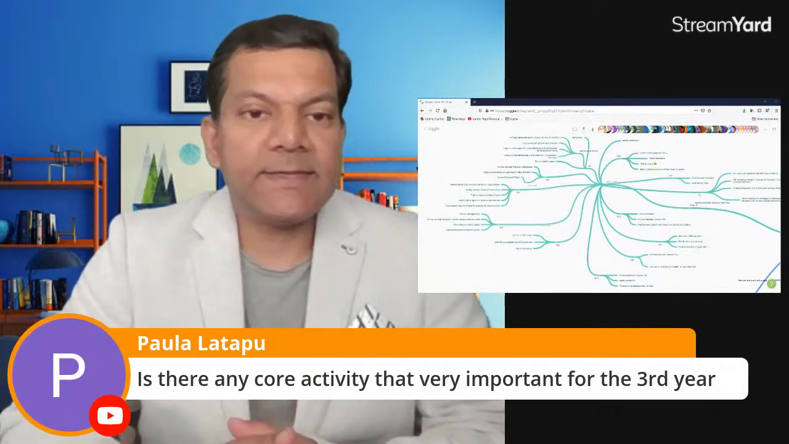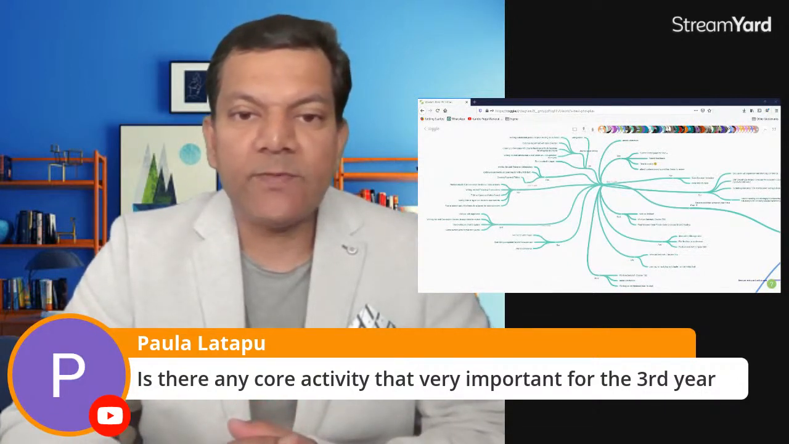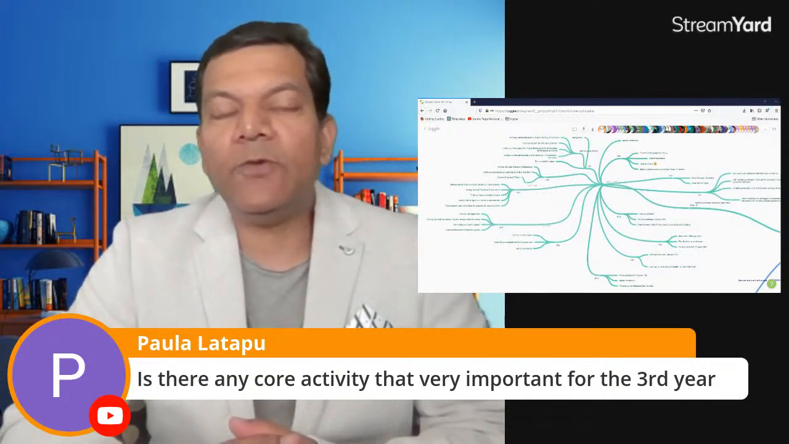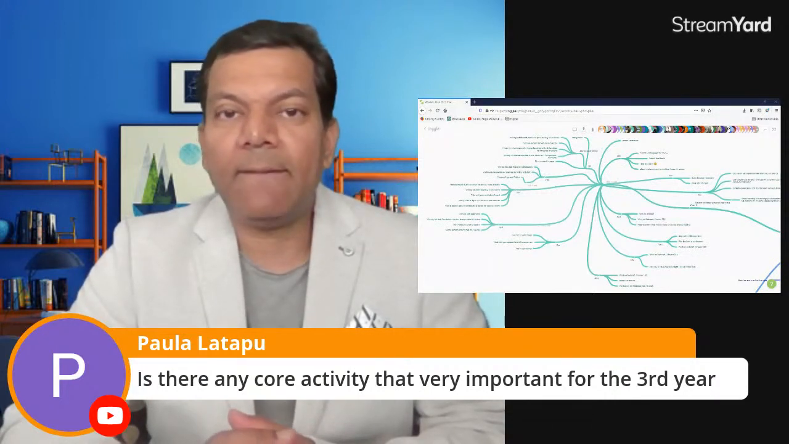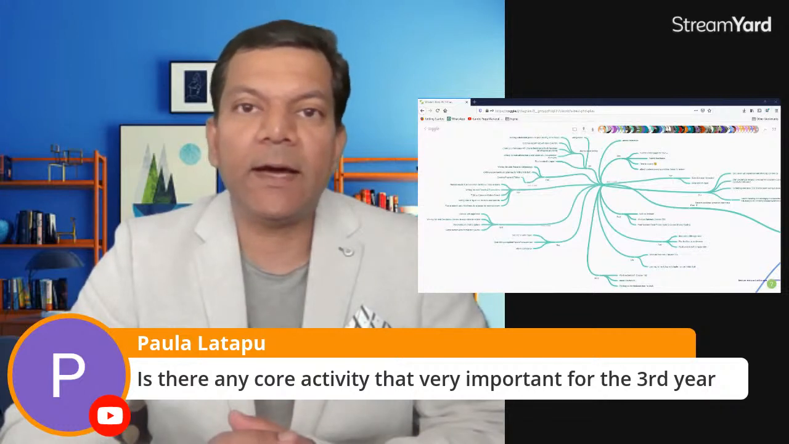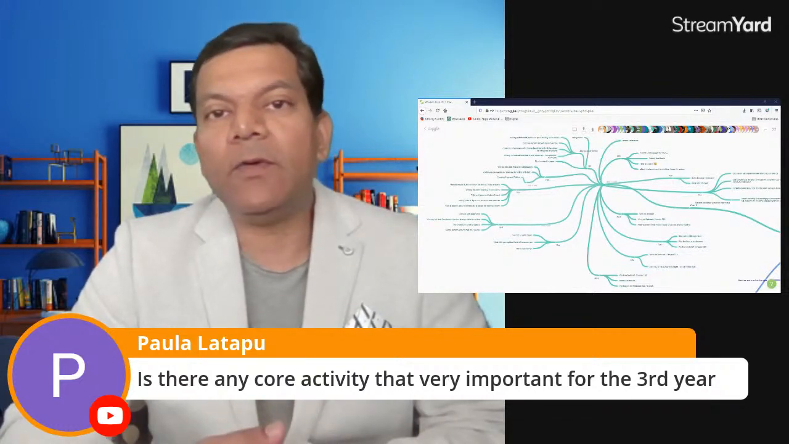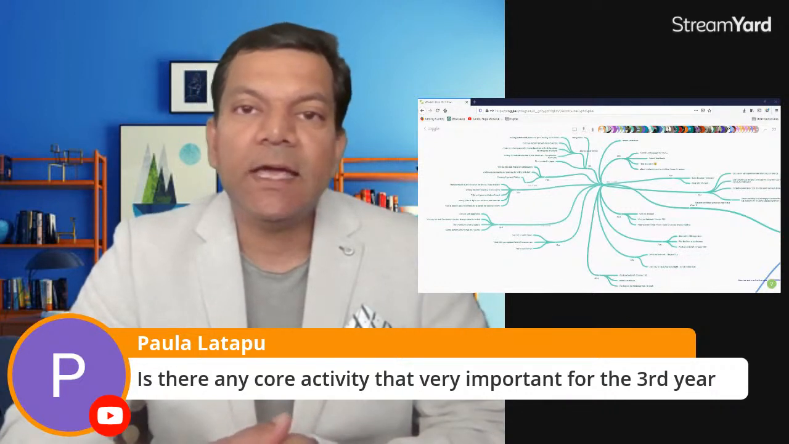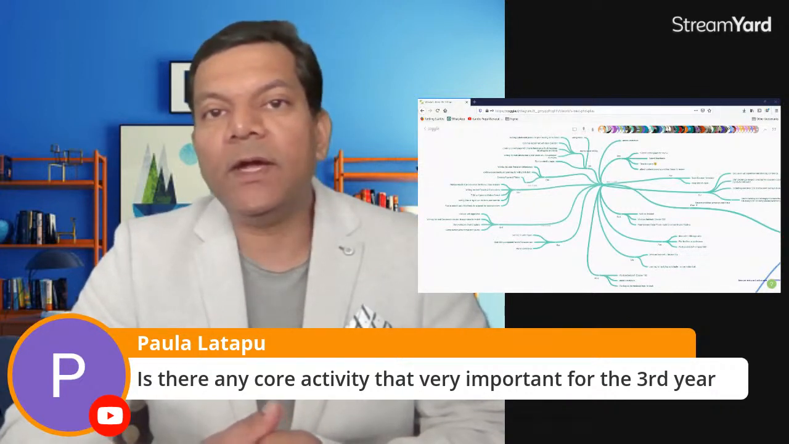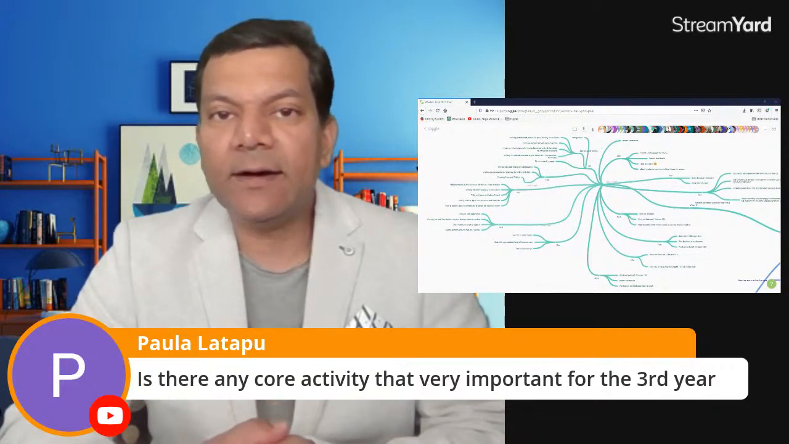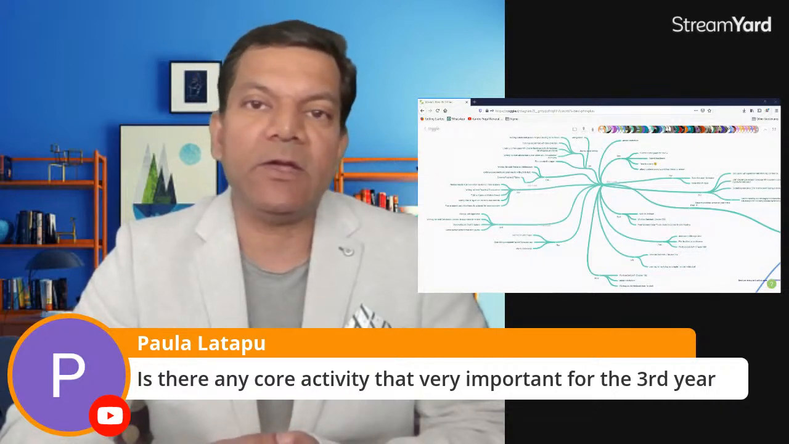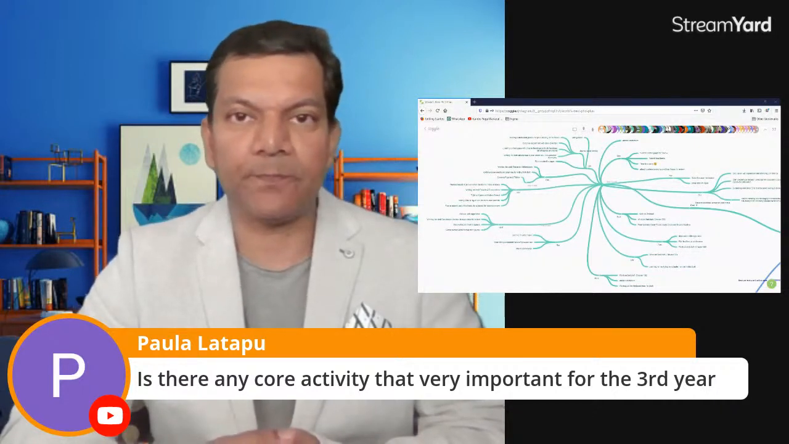Paula, you ask, is there any core activity that is very important for the third year student? I think if your research is completed, I mean, you have collected your data, you have built your model, you have developed your algorithm or a protocol, whatever your core research is, if you have completed that by end of year 2, then in third year, the core activity is to collect all this information, collect all your research, and finish writing your thesis.